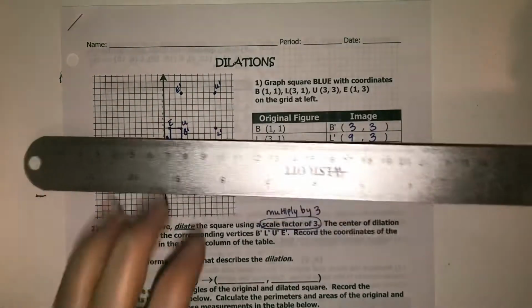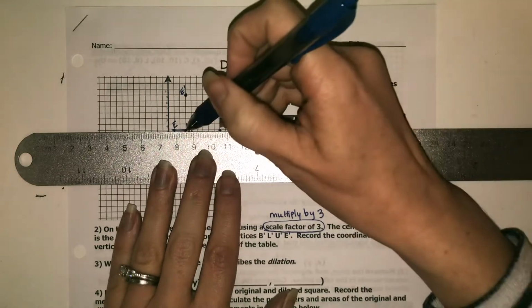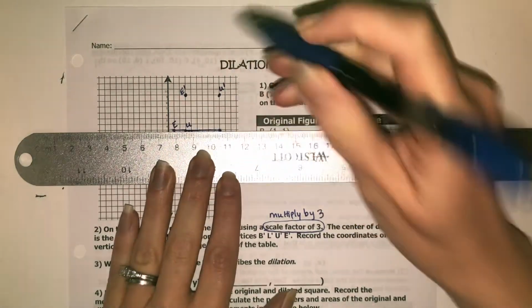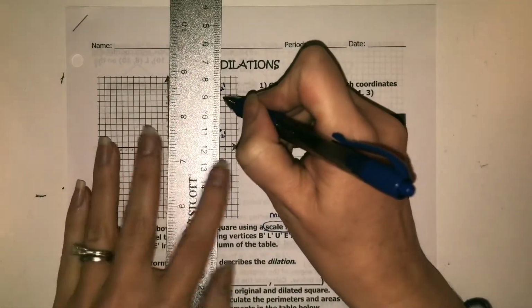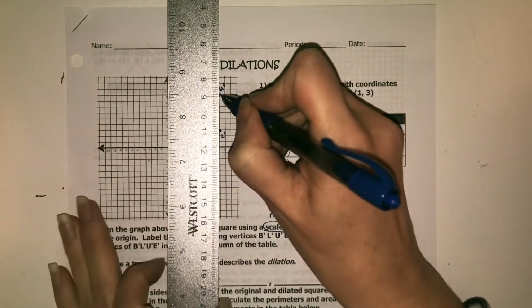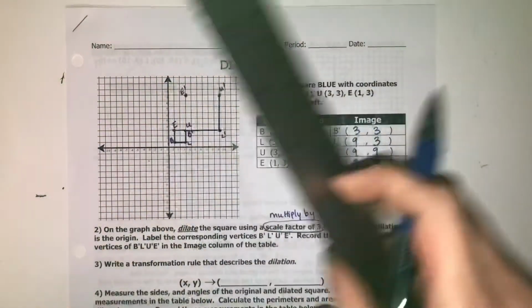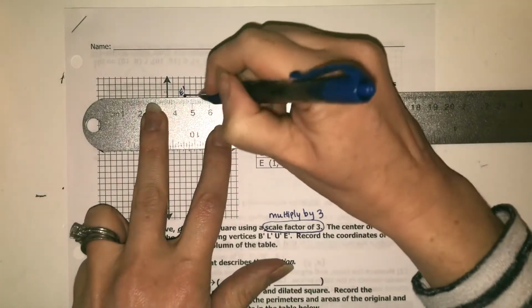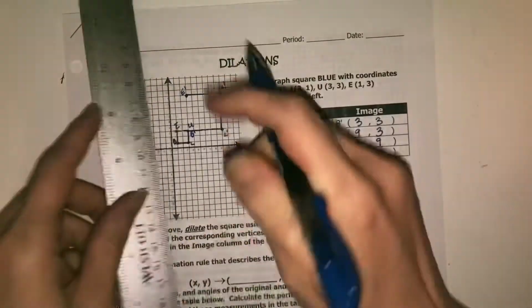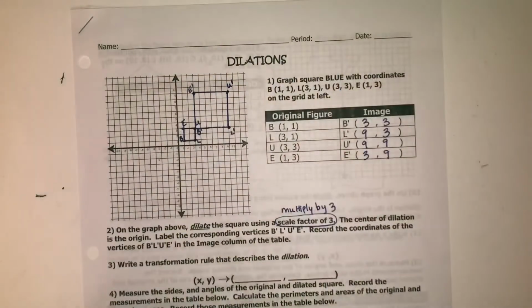So now I'm going to connect those points to form my new dilated shape, which is the same shape as the original but larger. 3 times as large. All right, so there's my new square.